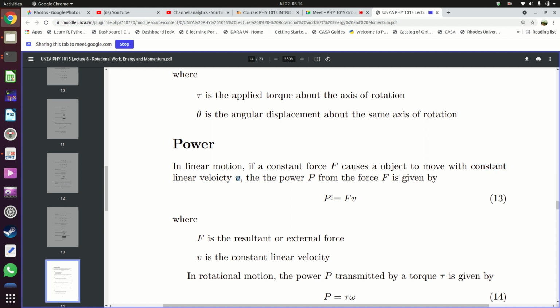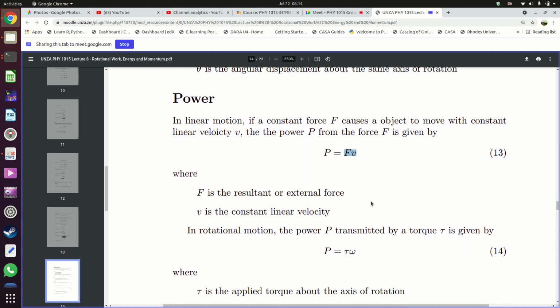So when you apply a force F, this force causes an object to move with an average velocity v. Then the power which is dissipated, the power you spend, P, is equal to the force multiplied by the average velocity. Are we clear? This is from the previous classes on work, energy, and power. Is this clear?